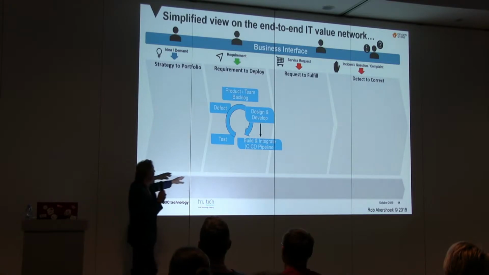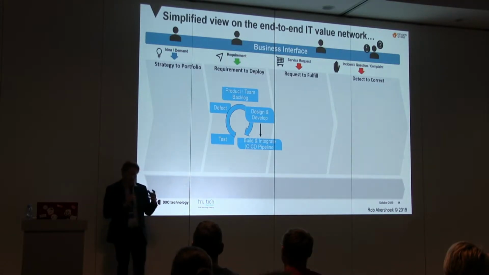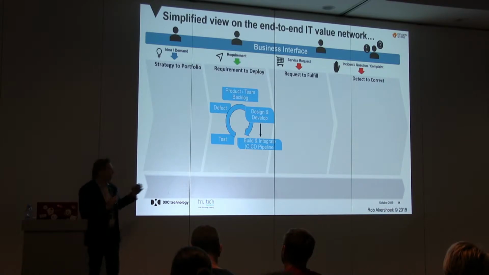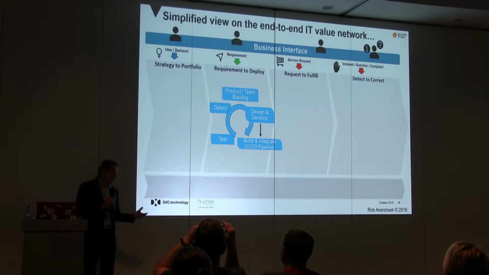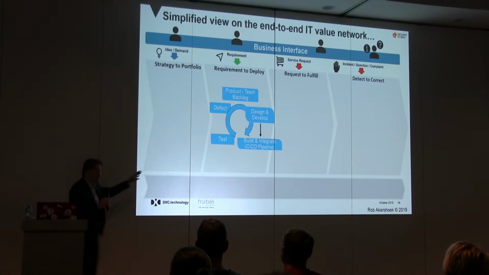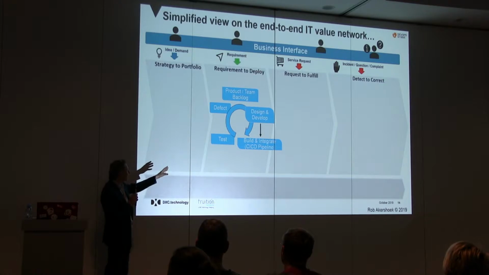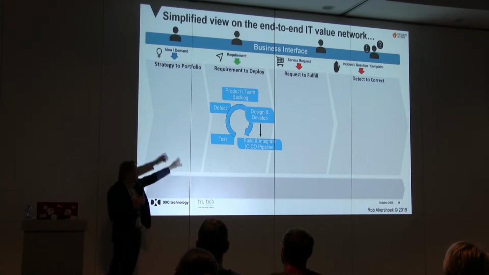So let me start with requirement to deploy, which is organized around a value stream. And why do we need to organize around a value stream of work? That is because we want to integrate capabilities. It's integrating your backlog, your development, your testing, your deployment, and having an integrated workflow there. Now, this is a simplified picture, right? This is only showing what is typically in the requirement to deploy.